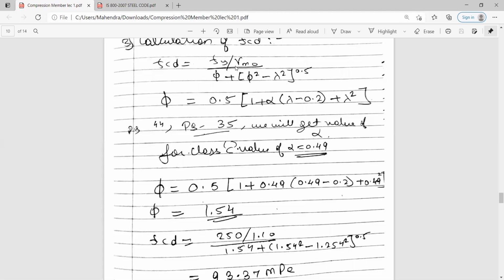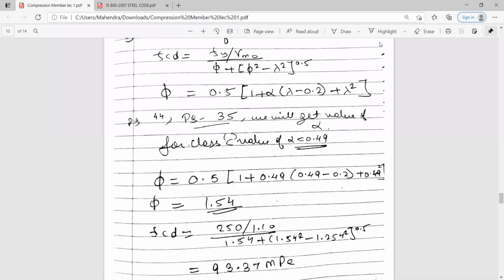Ma'am, I have a doubt. Yes, so, Fy is 250. Now you need to calculate FCD. To calculate FCD, how much is Fy? 250. Gamma M0 is nothing but the partial safety factor, which you get as 1.10. Phi is 1.54. Again phi 1.54 and lambda is 1.25. So just substitute all the values to calculate FCD and calculate the value of FCD.